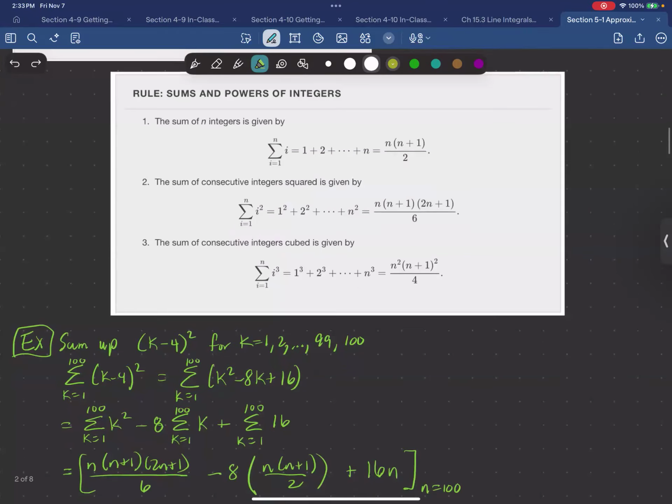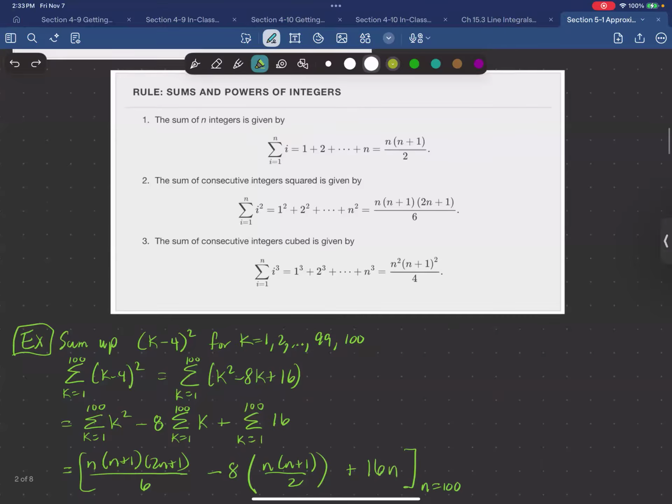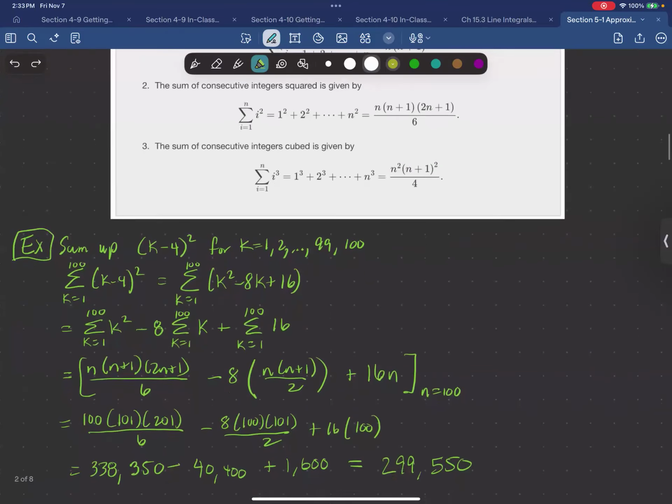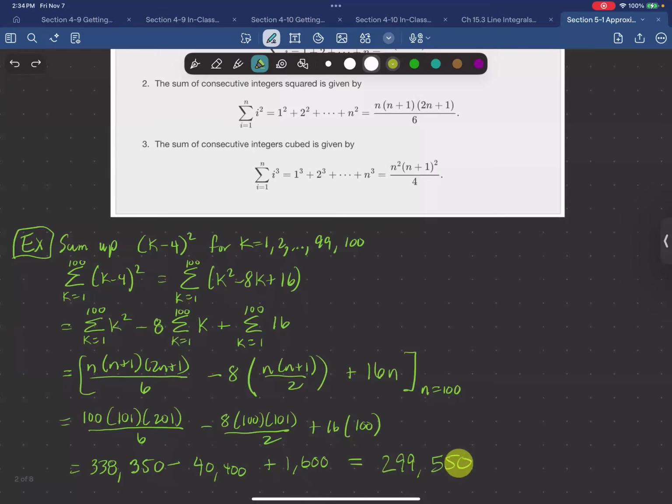If I do the k squared one, the k squared is doing this. So I just wrote it down, and I haven't listed what n is yet. I'm just writing out the formulas. Then I have minus 8 times the k, because remember, we can factor out the constant. That was one of the properties up above. And I've got minus 8 times this one right here. And then the sum of a constant was just 16 times n, where n is that value up there. n is going to be 100, so I'm going to replace all of those with 100. And I work those out, and I get a value of 299,550.